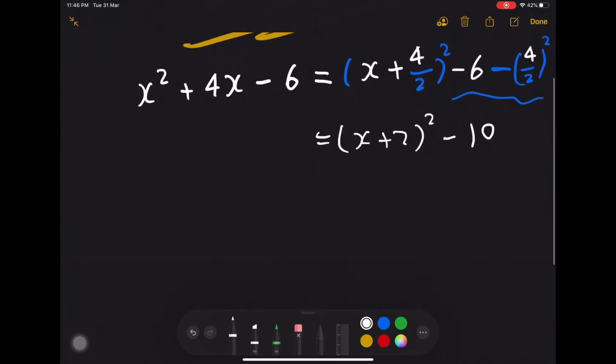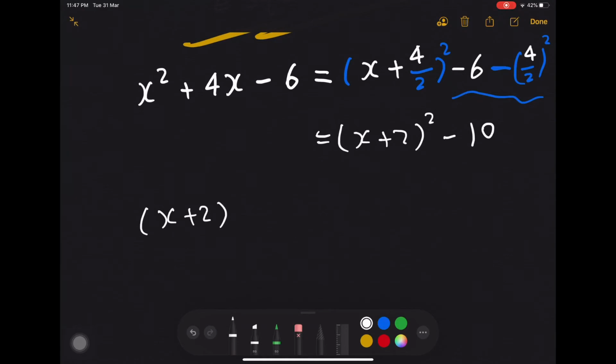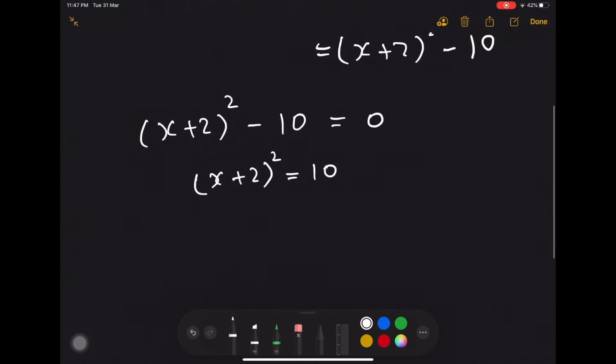So I'm going to show you how to solve this equation. The question will always ask you to find the solution, what is x. So I have x plus 2 squared minus 10 equal to 0. The first thing is to move the minus 10 over to the other side. So you have x plus 2 bracket squared equal to 10.